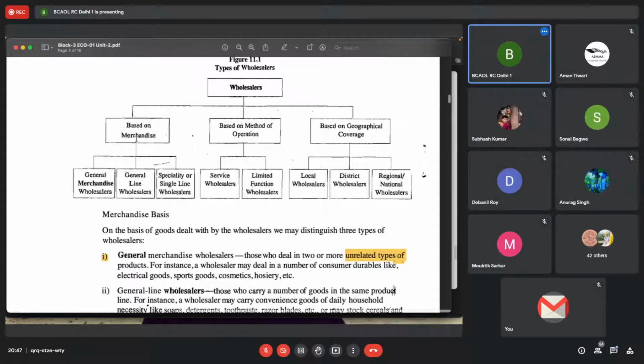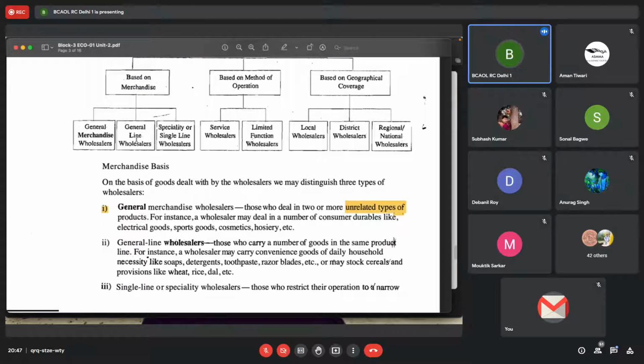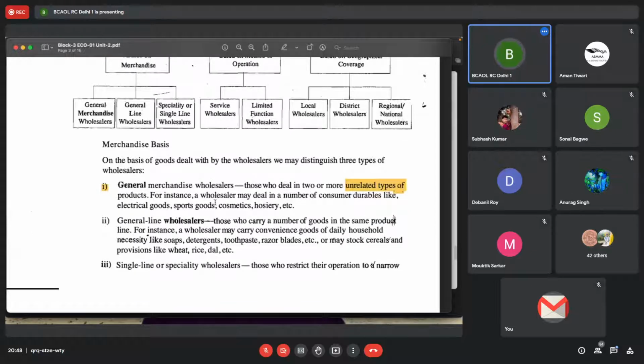When the products are completely unrelated, like you have clothes and electronic goods, that is a general merchandise wholesaler. When there is a single line, the same kind of product, like convenience goods or consumer goods, that is a general line wholesaler. And when you have specialty goods, like say cashmere shawls or leather goods, you become a specialty wholesaler.